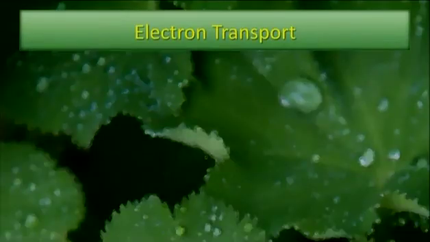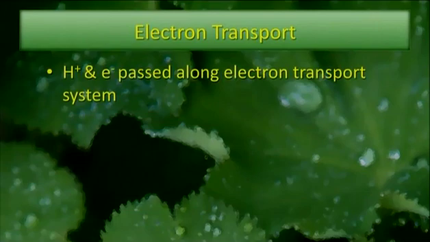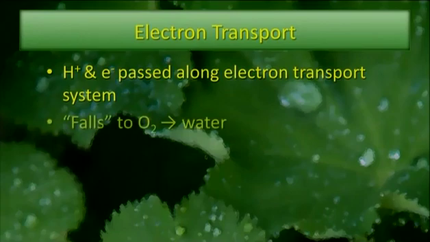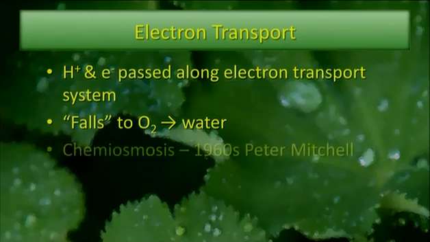Now, electron transport. Hydrogen ions and electrons are passed along an electron transport system. Some electron acceptors are cytochromes, and there are some others too, but eventually they fall to oxygen to make water. This is when water comes into the equation. During electron transport, you also have chemiosmosis happening. This is familiar to you.